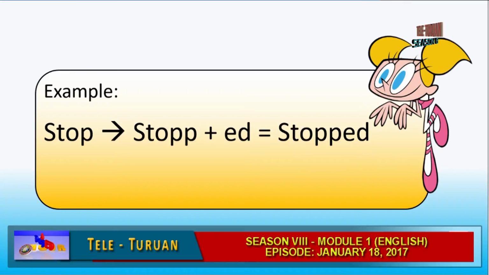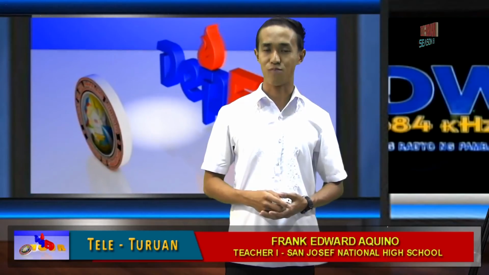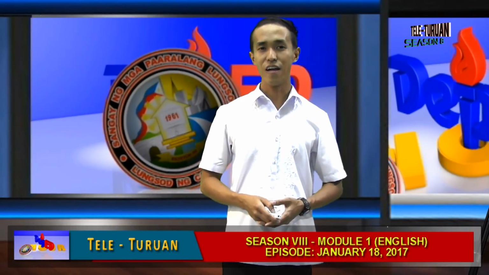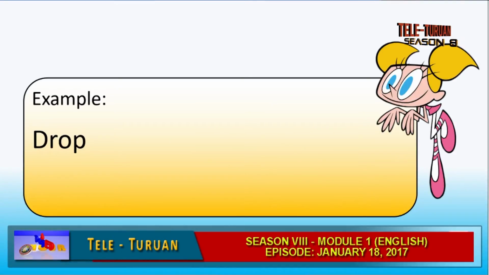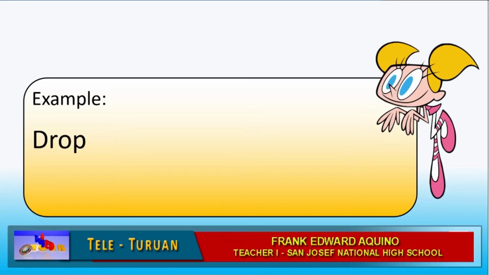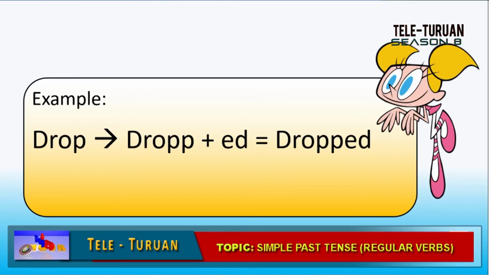Let's try that in a sentence. The car stopped. Where is our verb? Stopped. Very good. Another example is the word drop. Again, it ends with consonant, vowel, and another consonant. So thus, we need to double the last consonant into PP. Thus, we need to add ed to have the word dropped.